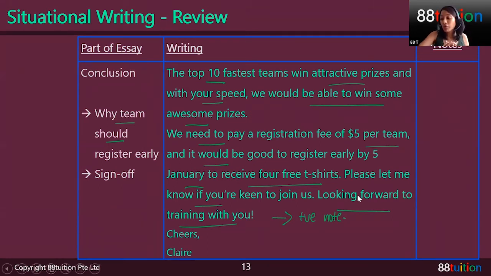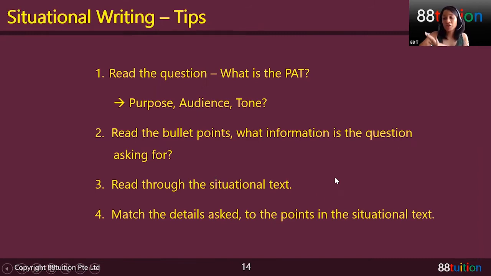Okay, now we'll move on to our, okay, just to repeat this before I close off on the situational writing, right? Okay, purpose, audience, tone. Number 1, you need to remember, read through the bullet points, match A to A, B to B, C to C, D to D, and if there's an E, E to E. Okay, read through the situational writing text, and as I said, match it.